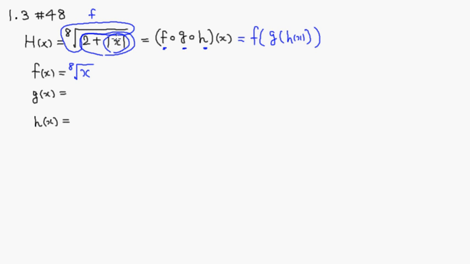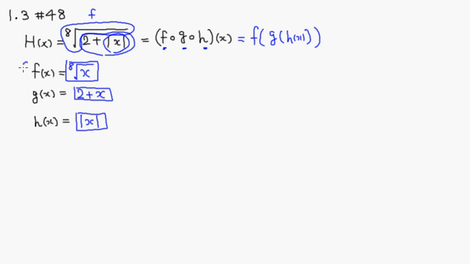The absolute value of x is going to be the inside function, which is h of x, so h of x is the absolute value of x. The middle one, the structure would be 2 plus something, so g of x is going to be 2 plus x. All right, so these are the formulas for f of x, g of x, and h of x.